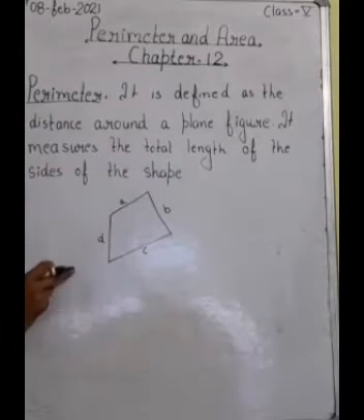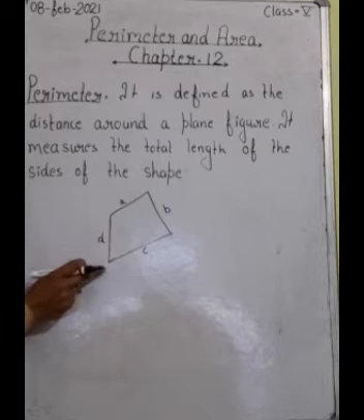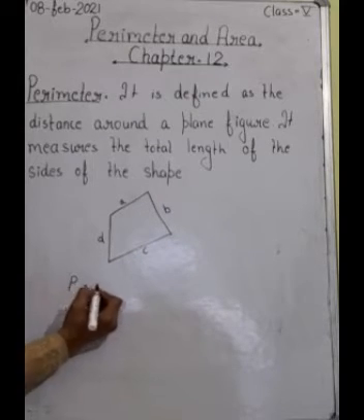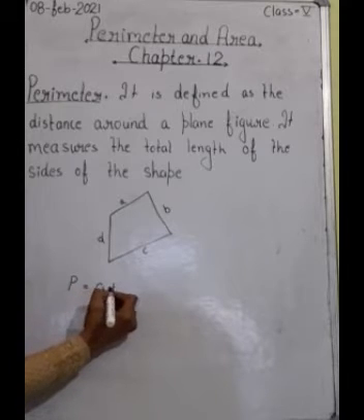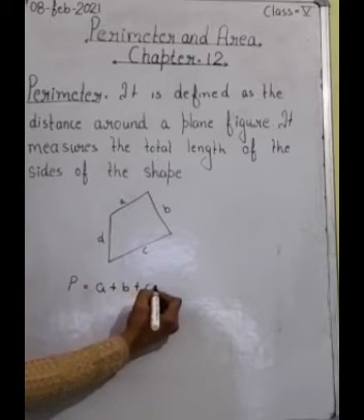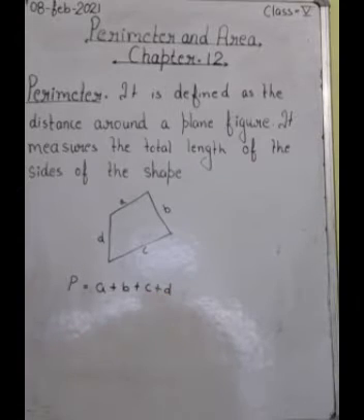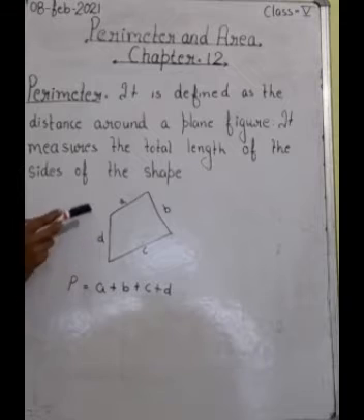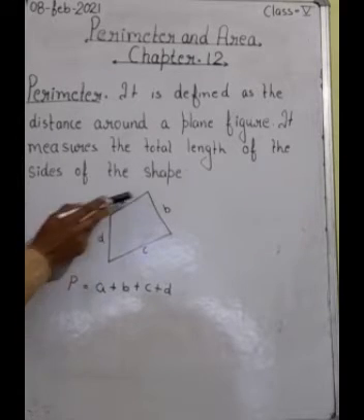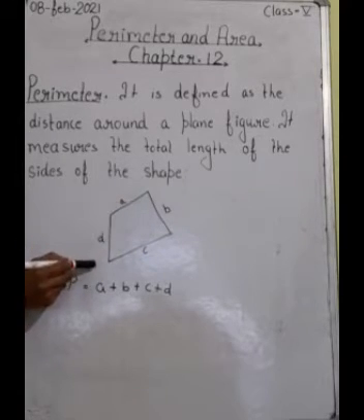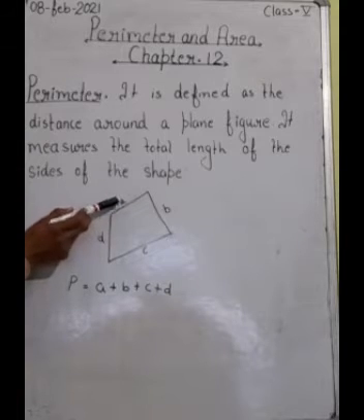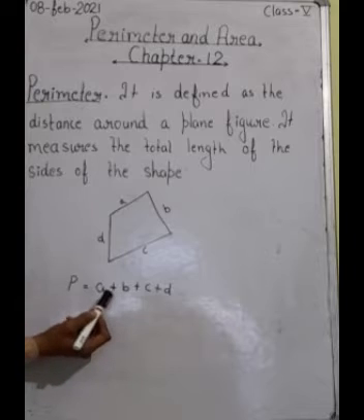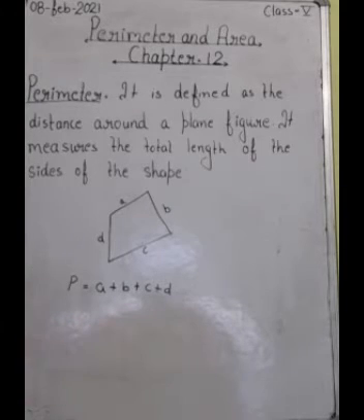So here I have drawn a plane figure, and if I have to find the perimeter of this figure, then its perimeter will be P is equal to A plus B plus C plus D. It means whenever you have to find the perimeter of any figure, you have to add the lengths of its sides. As I have drawn a figure over here and named its sides A, B, C and D, its perimeter will be A plus B plus C plus D.